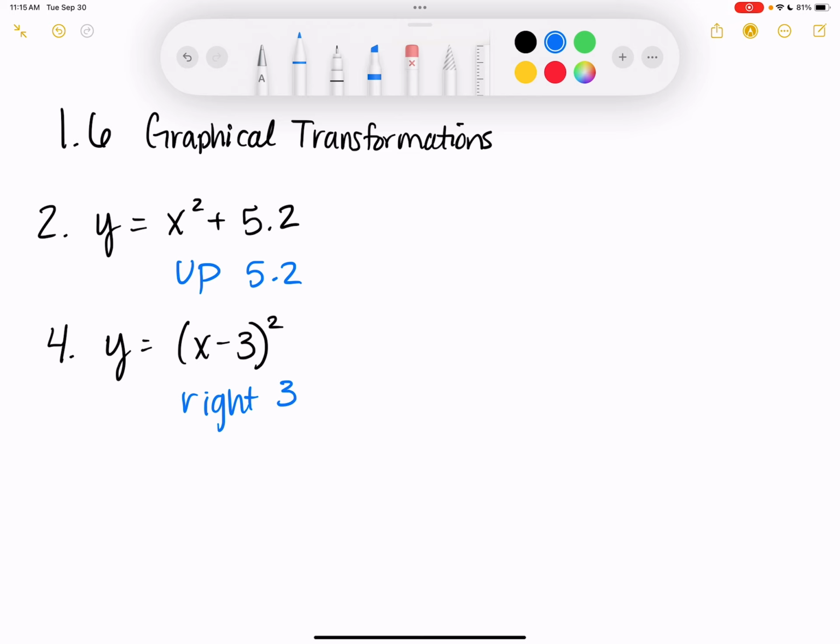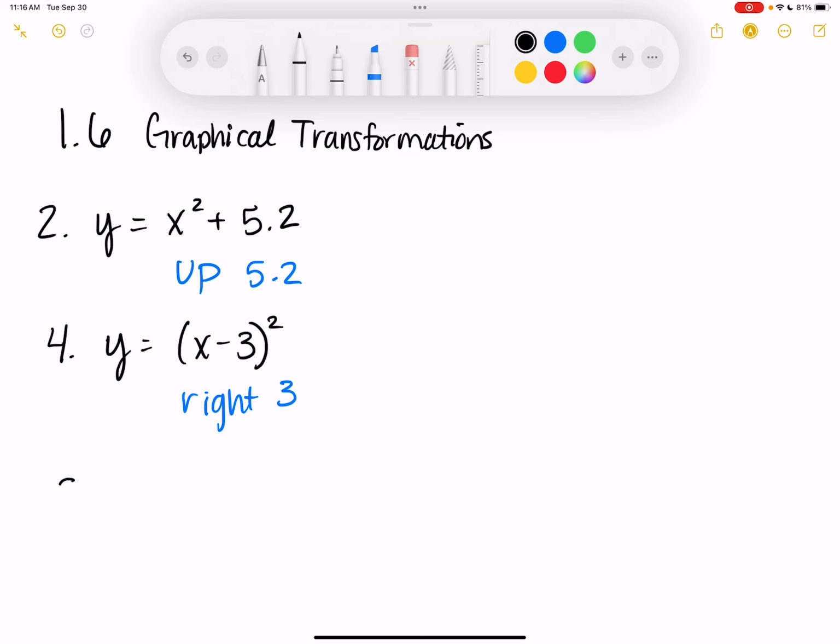Positive is typically on the right-hand side of the graph. Negative's on the left. It goes opposite the sign. That means it stays on the x-axis, right? Yes, it's just shifting it to the right. And it's a parabola. Yes.